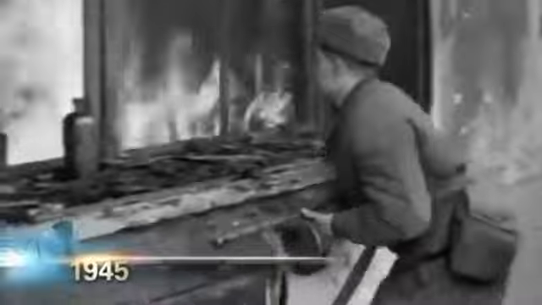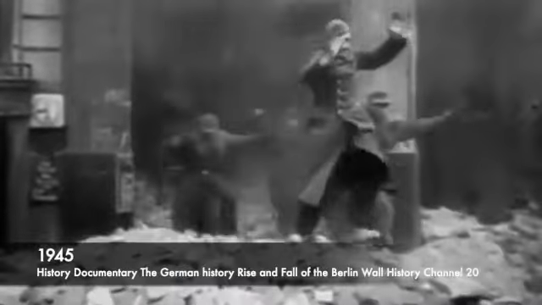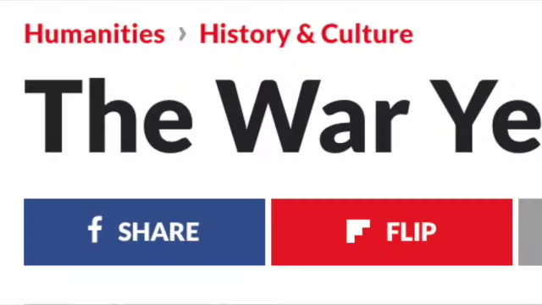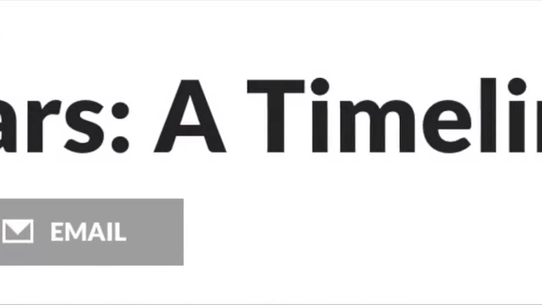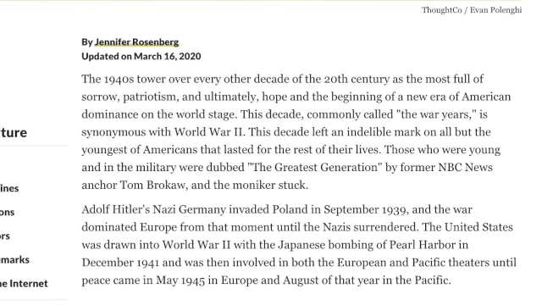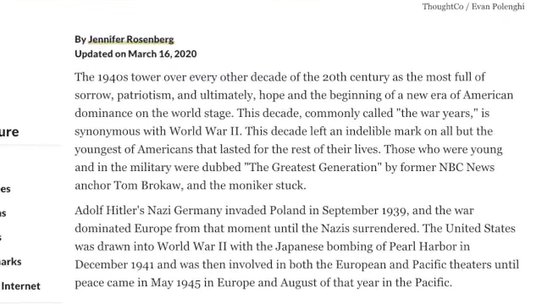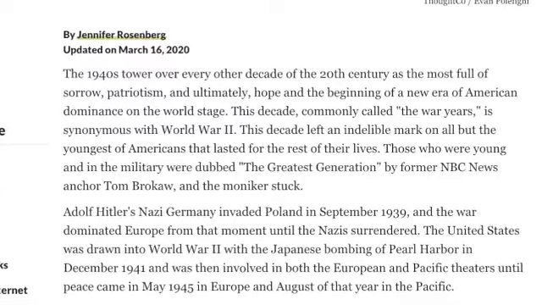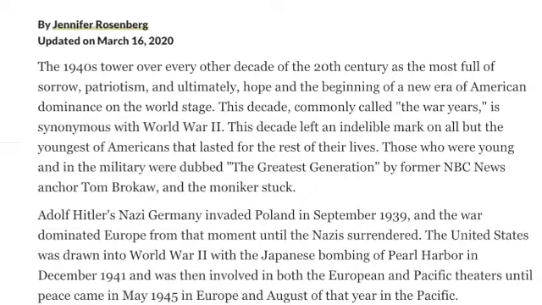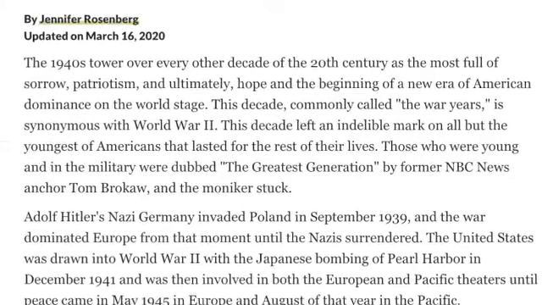(1945). By the end of World War II, more than 55 million people have died, and Europe lay in ruins. Russia's Red Army takes Berlin at a cost of 200,000 of its soldiers. Quoting ThoughtCo's article titled The War Years, a timeline of the 1940s: the 1940s tower over every other decade of the 20th century as the most full of sorrow, patriotism, and ultimately hope at the beginning of a new era of American dominance on the world stage.